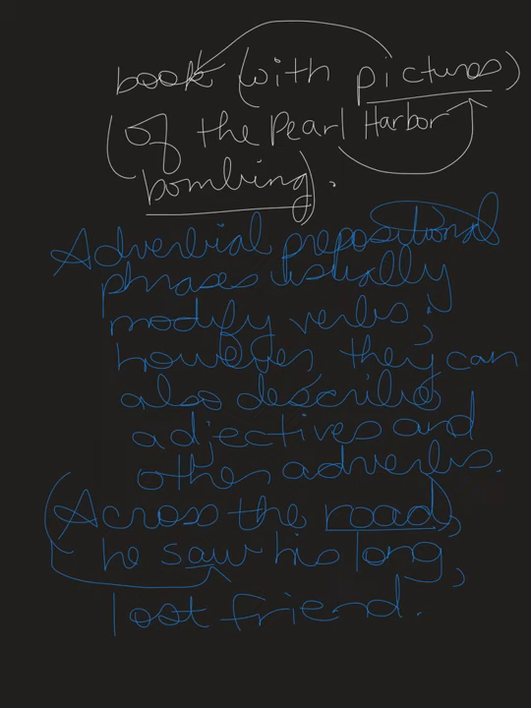He has a history book with pictures of the Pearl Harbor bombing. You have two prepositional phrases here back to back. With pictures is the first phrase, and it describes book. Then of the Pearl Harbor bombing is the second prepositional phrase right after the first one, and it does indeed describe the object of the first one, which is a noun. Objects of preposition, as you recall, are always nouns and pronouns. So adjectival prepositional phrases describe nouns and pronouns.